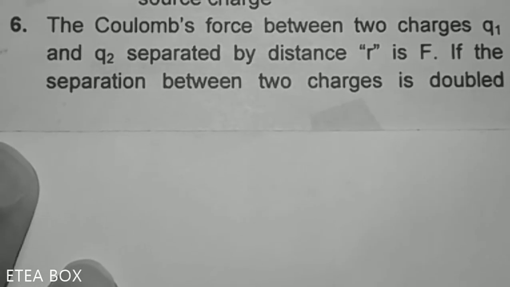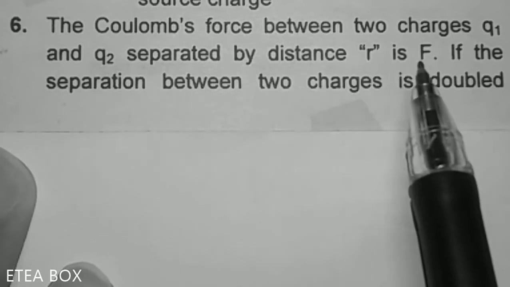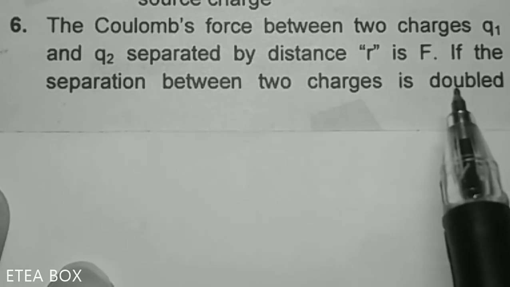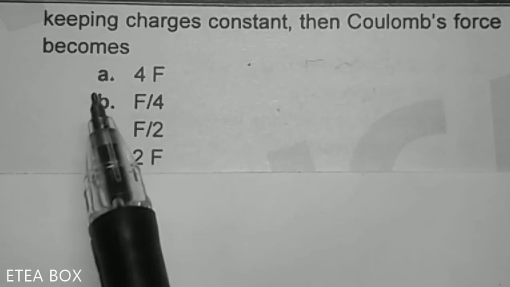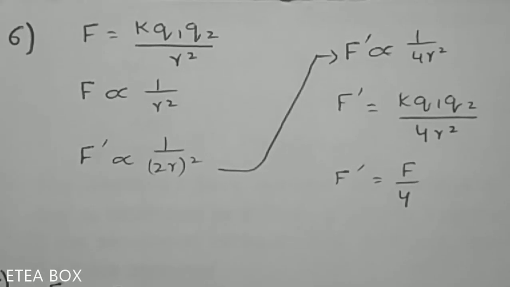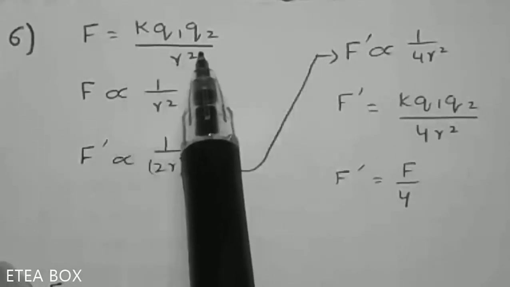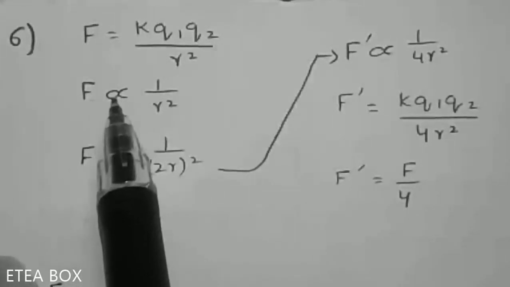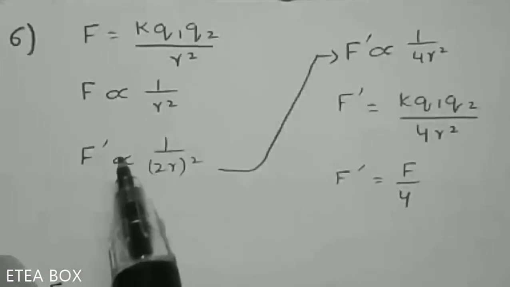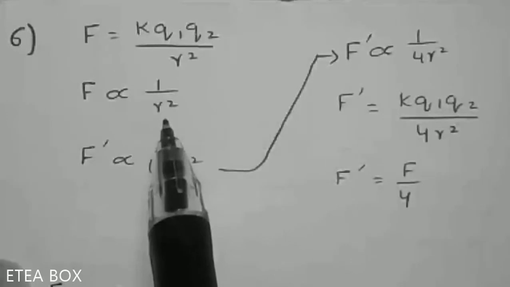Next one. 6. The Coulomb's force between two charges Q1 and Q2 separated by a distance r is F. If the separation between the two charges is doubled, keeping the charges constant, then the Coulomb's force becomes? Now the requirement is to find what the Coulomb force will be if the separation becomes double. Look here, we know that Coulomb force is equal to K Q1 Q2 divided by R square. Now if we keep all these constant, then the Coulomb force will be inversely proportional to R square.